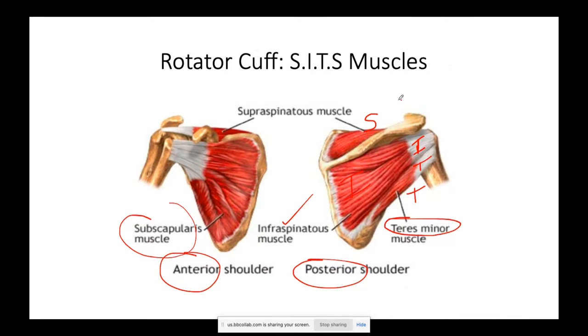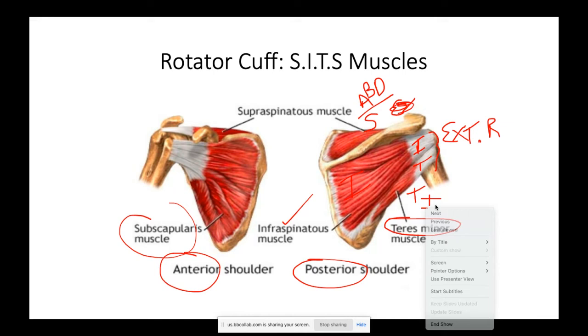Okay, so their actions are going to be the supraspinatus. The supraspinatus will abduct the shoulder. Abduct, when you're abducted by the aliens, it means you're taken away, right? Abduction. Then you have the infraspinatus and teres minor. Those both externally rotate the shoulder. External rotation. And then the subscapularis will internally rotate the shoulder. Internally rotate.